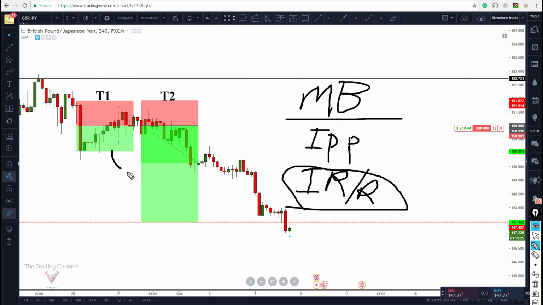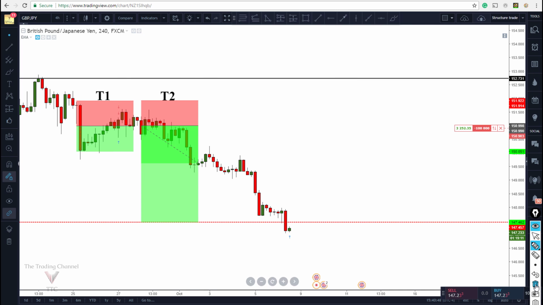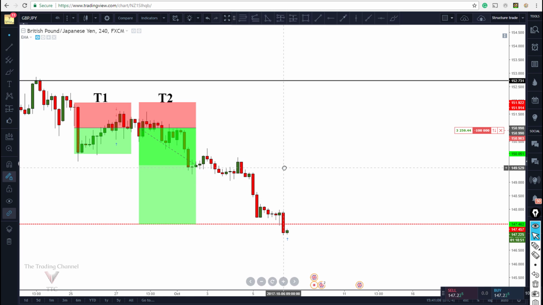So as you can see, trading with two targets gives us a much higher risk reward ratio than if we were to just trade with one target. So those are some of the main benefits of trading with multiple targets. Now let's dive into how we actually do this. How do we actually trade using multiple targets?